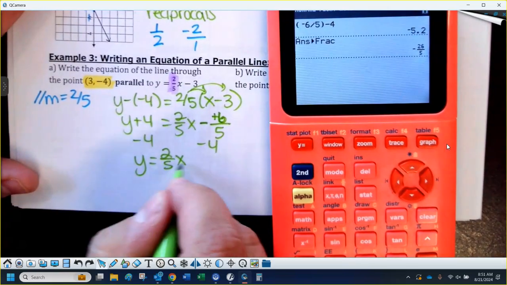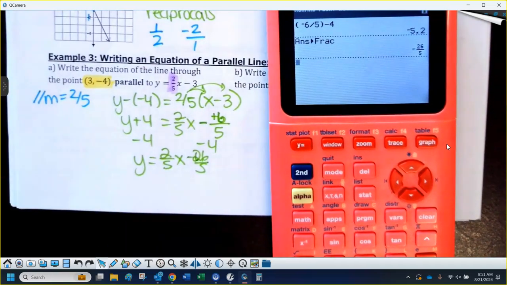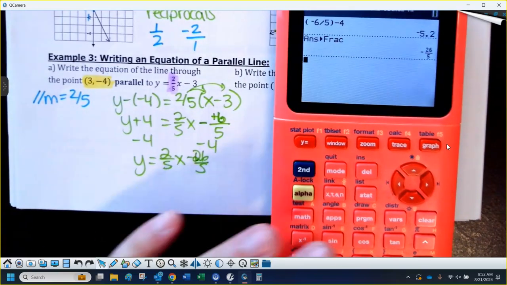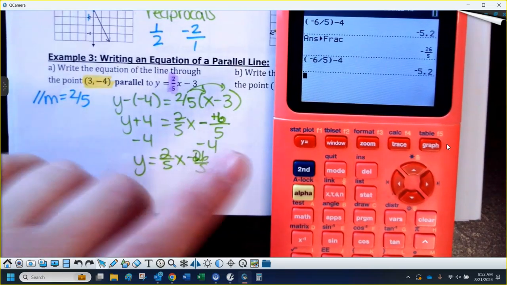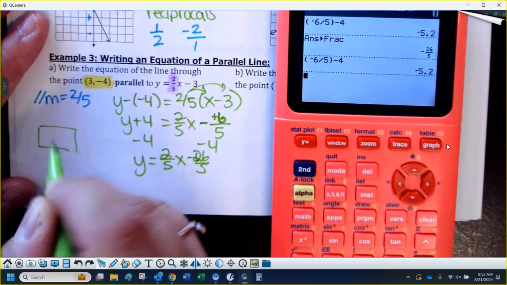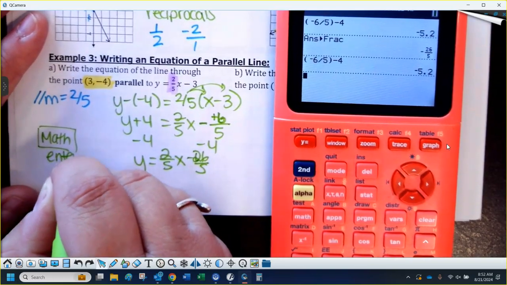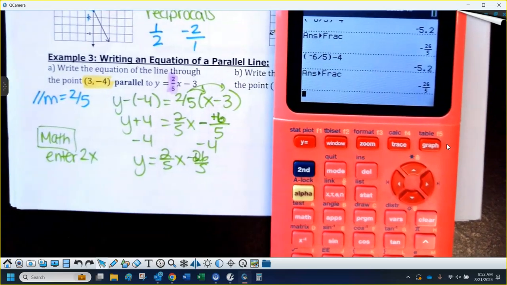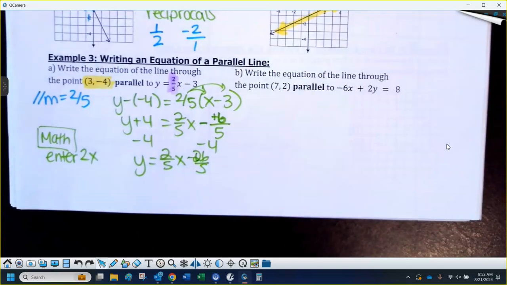So this would be minus 26/5, just so we have an exact answer. It would be kind of tricky to graph that. We're just writing the equation here. But again, all I did was my negative 6/5, I subtracted 4, and then my favorite combination of buttons: if you want to convert any decimal to a fraction, you hit math, and then hit the enter button 2 times. It'll give you the fraction, reduced, and everything. Is anybody having a question?